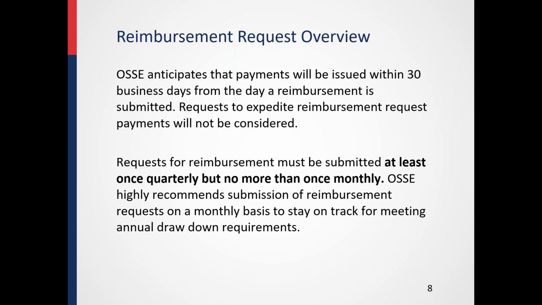Three different offices within OSSI and DC's Office of the Chief Financial Officer have to process these payments, and 30 days is the expedited time. Requests for reimbursement must be submitted at least once quarterly, but no more than once monthly. OSSI highly recommends submitting reimbursement requests on a monthly basis to stay on track for meeting the requirements for the rate of drawdown over the year of your grant.